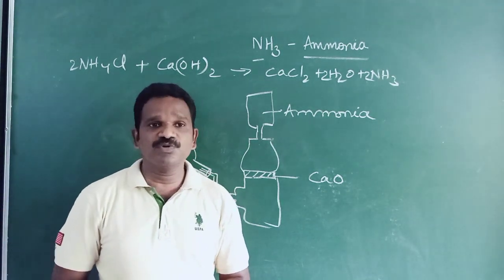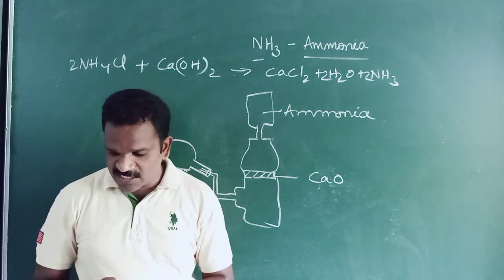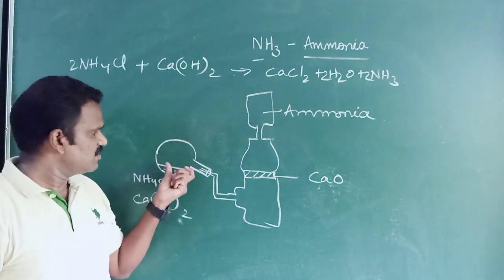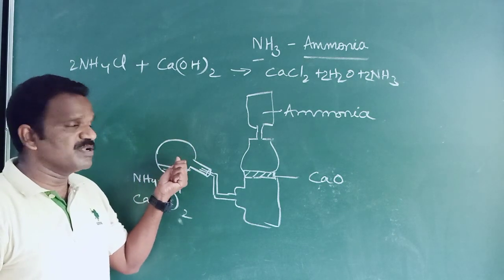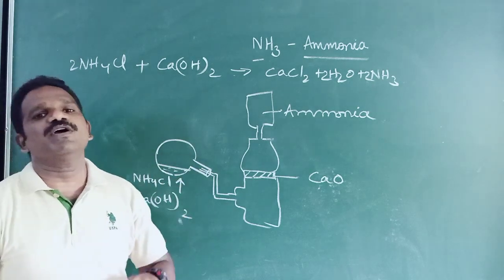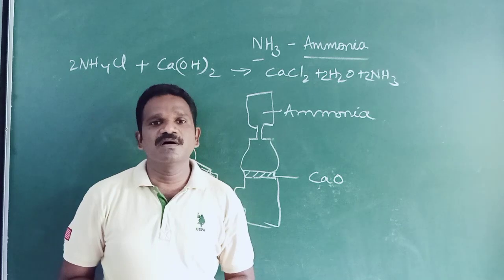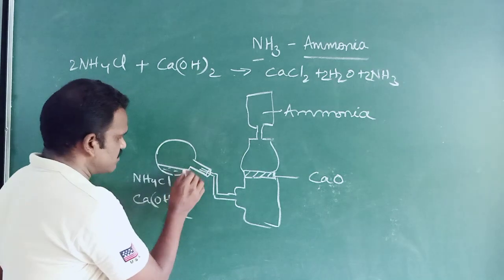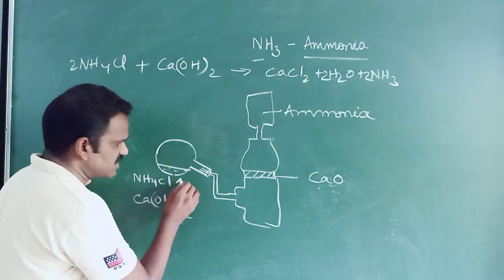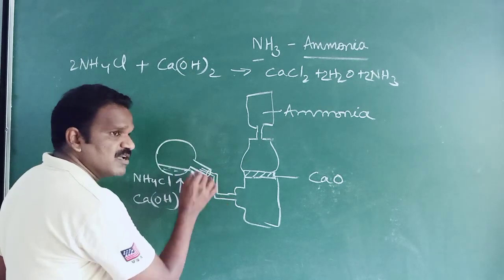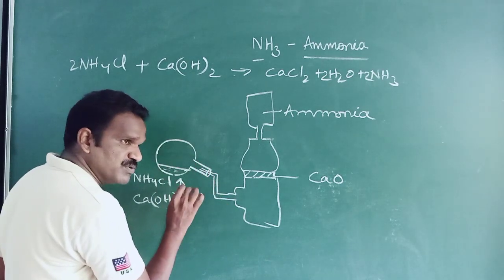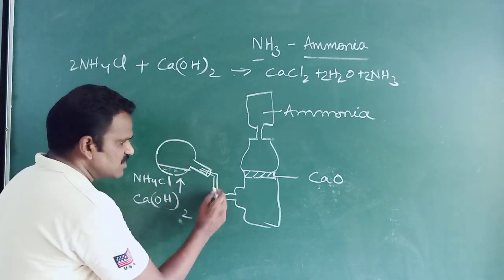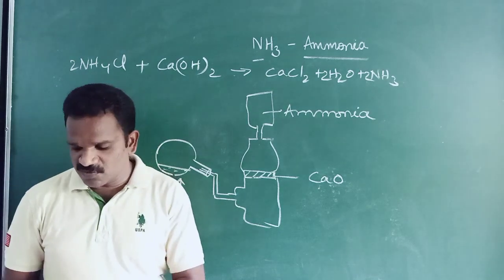Why are we taking it in a slanting position? The flask is tilted in such a way that the water formed in the reaction does not trickle back. When ammonium chloride and Ca(OH)2 are heated, ammonia is produced, and water is also produced. In order not to allow the water back, we keep this round bottom flask in a tilted manner.